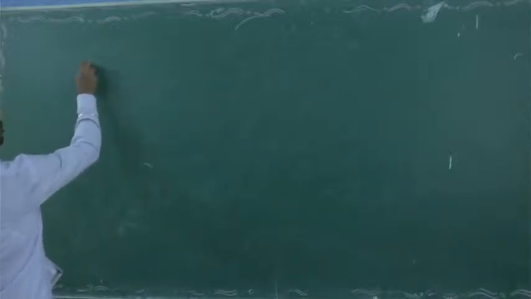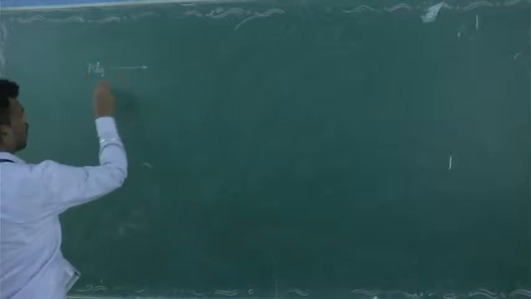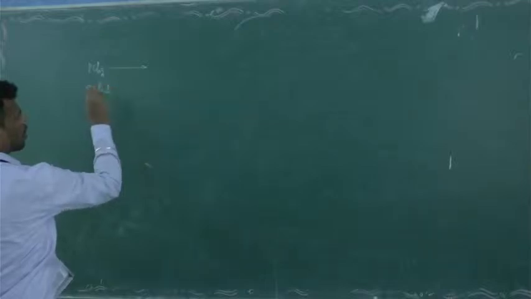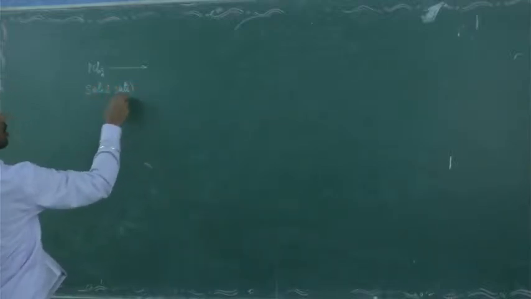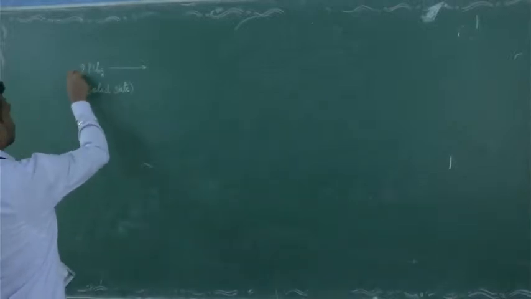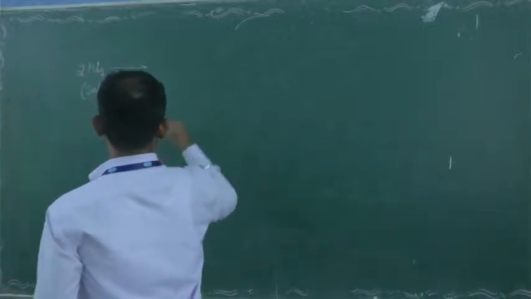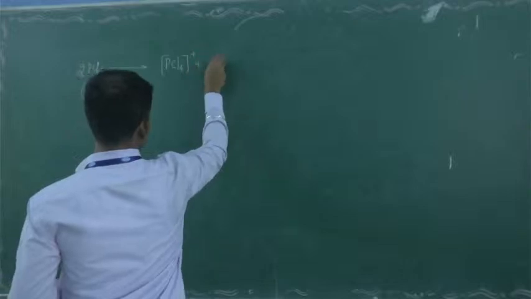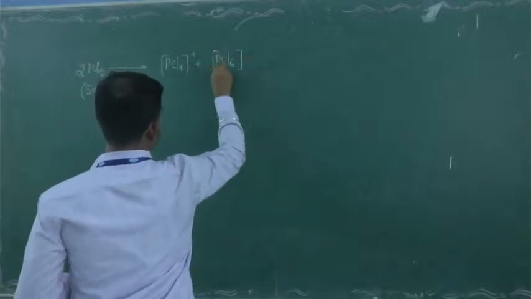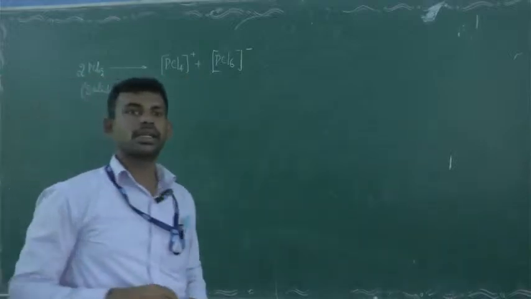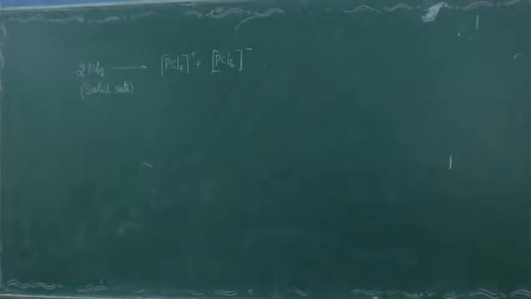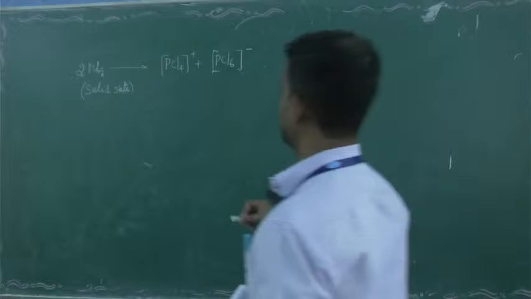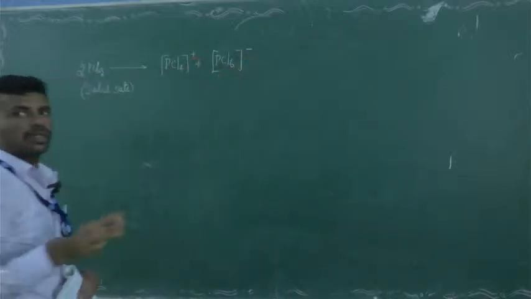In the case of PCl5, in solid state, it will exist in an ionic form. For example, PCl5 will exist as PCl4+ plus PCl6-. In solid state, it exists in an ionic form, with a positive and a negative species.